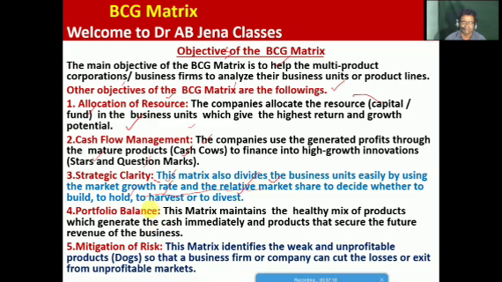Then the portfolio balance. So this matrix maintains a healthy mix of products which generate cash immediately and products that secure the future revenue of the business. So, mitigation of risk. This matrix identifies the weak and unprofitable products, I mean in the quadrant, I mean the category, so that the business firm or company can cut the losses or exit from the unprofitable markets.